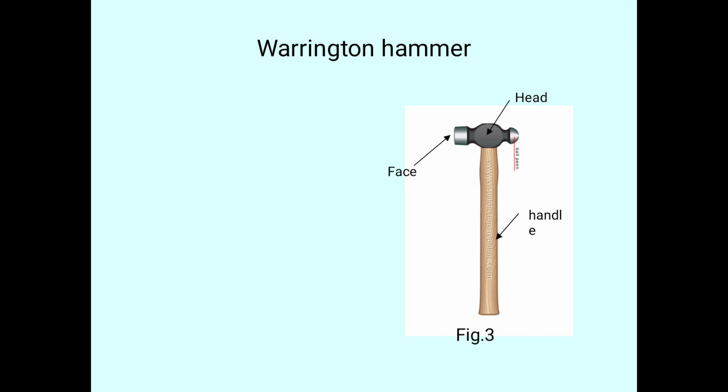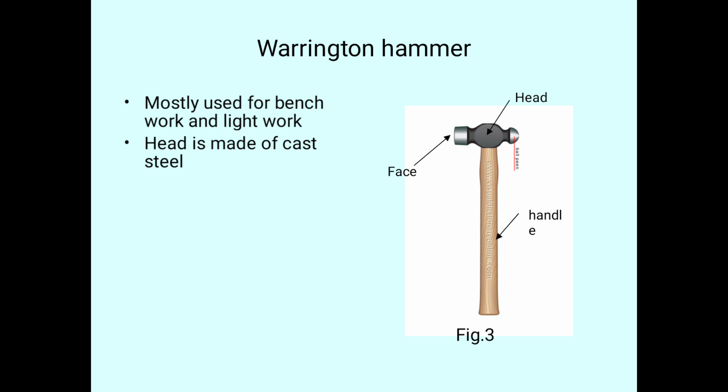First we will discuss the Warrington hammer. We can observe the figure here. The handle is made of wood, and there is a head and face, which are made of hardened steel. This is mostly used for bench work and light works. The head is made of cast steel.